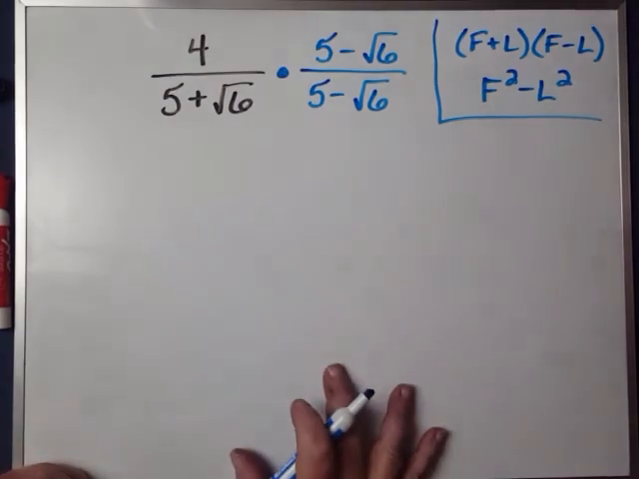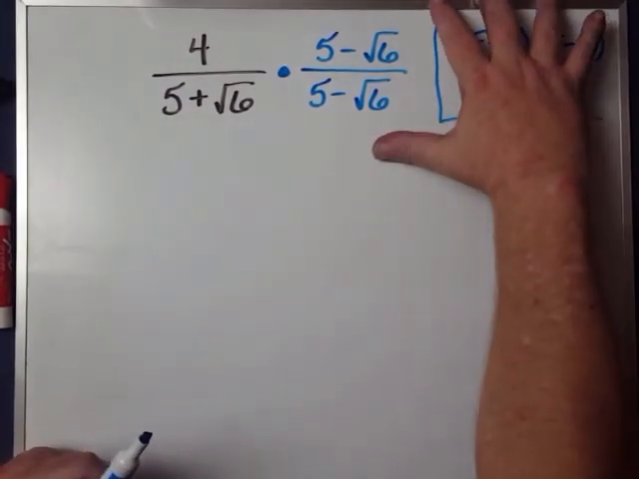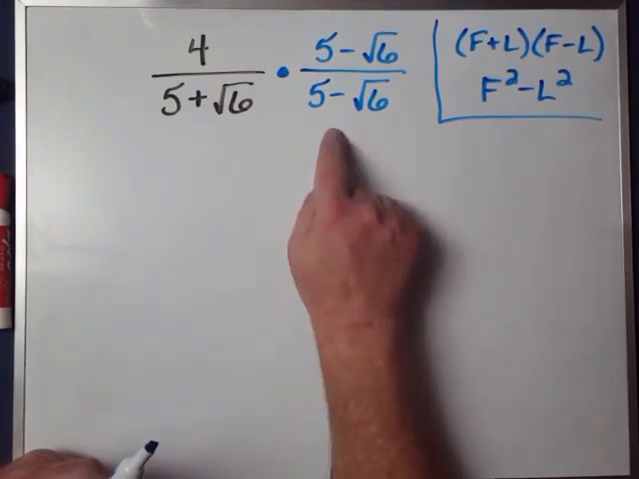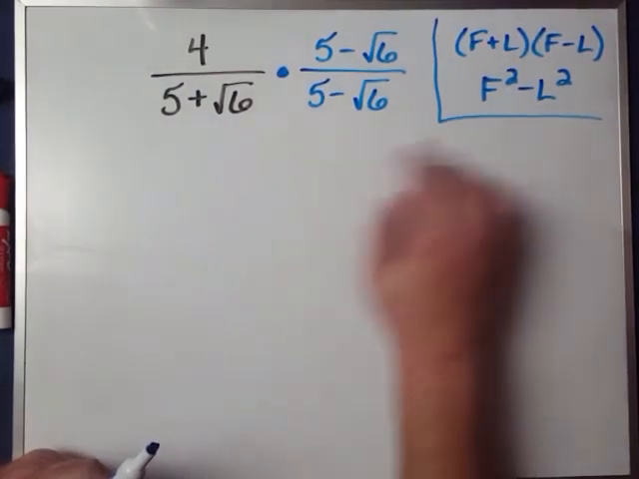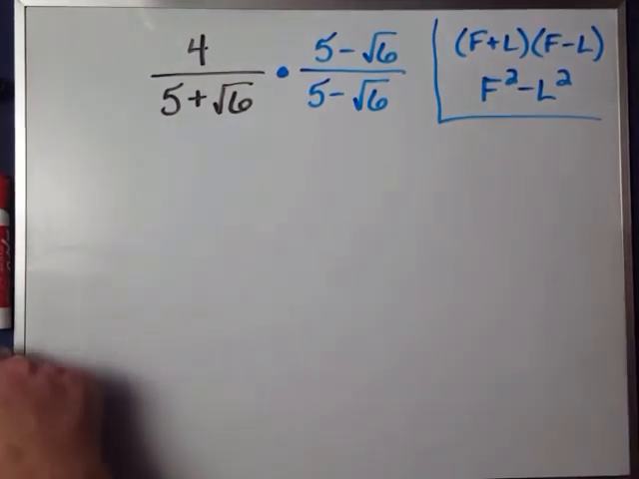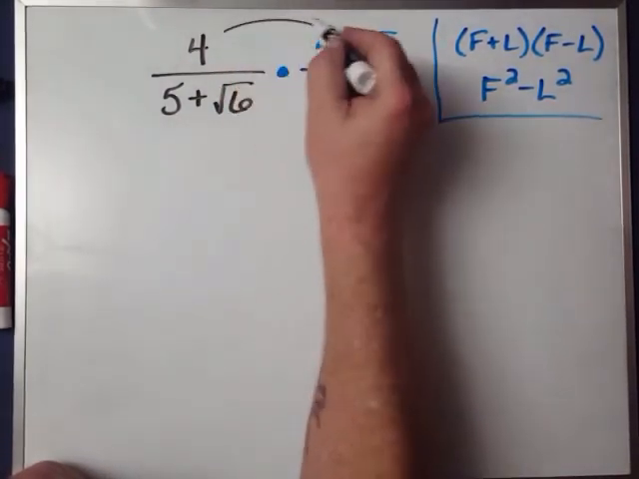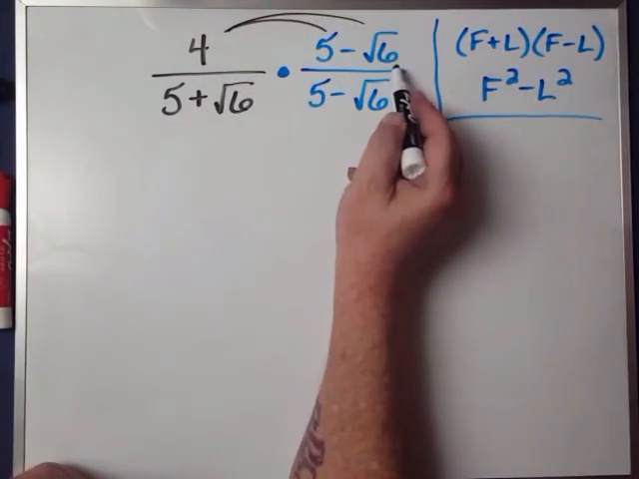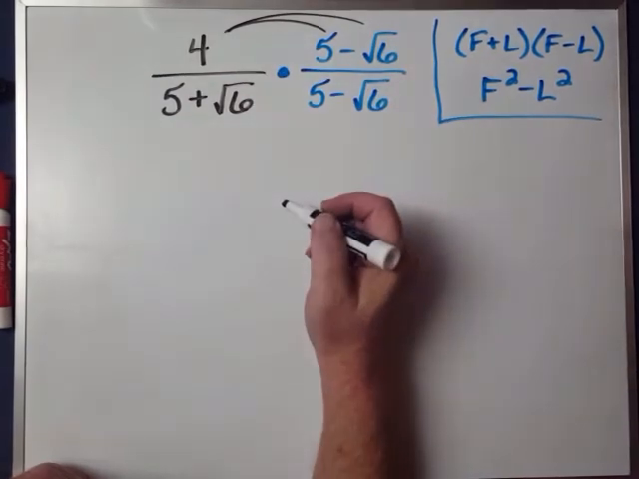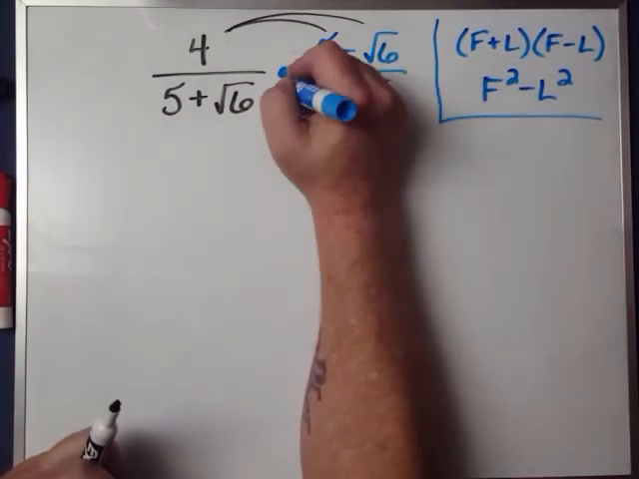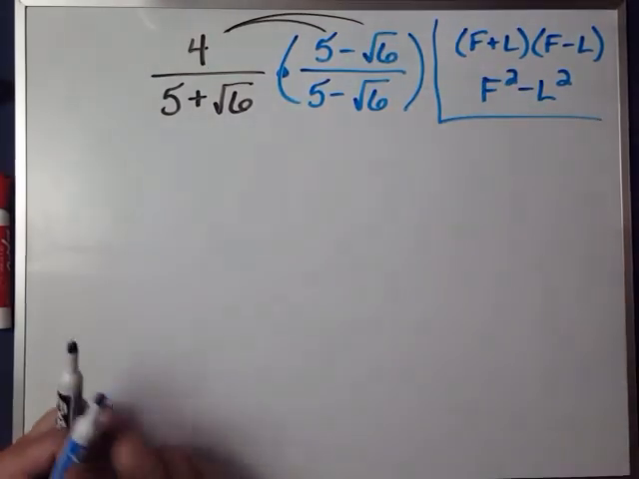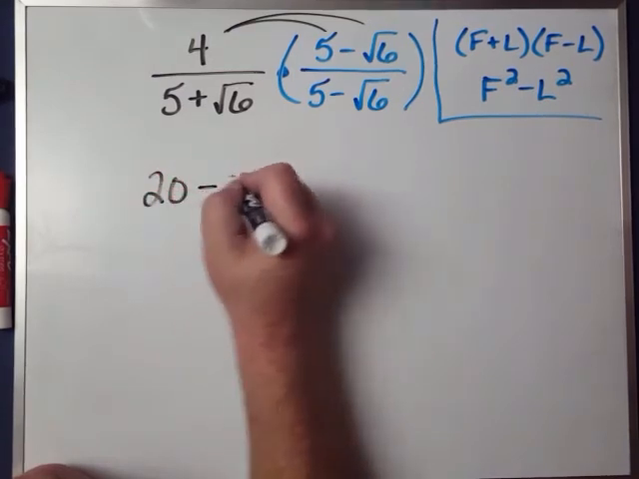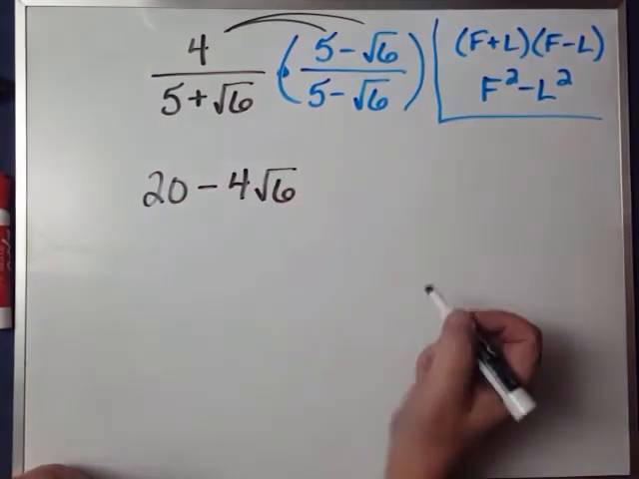Now this first time through, I'm actually going to ignore my special product rule, and I'm going to FOIL out the bottom and just show you one time. But the rest of the time, we're going to want to use our special product rule. So in the top, we have to distribute 4 times this 2-term expression. If it helps you to see that, instead of a dot, you may want to use parentheses. Distributing this 4, we get 20 minus 4 square roots of 6.